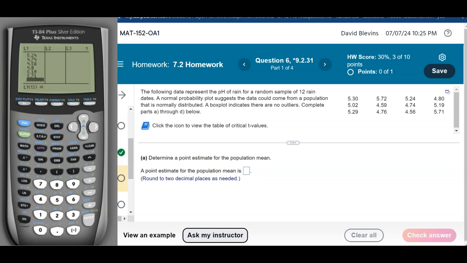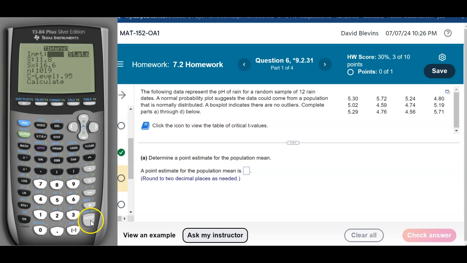So when it asks me to do a point estimate for the population mean, it's asking what's the mean of these 12 values. Even though I could technically use the one-var stats to get that, I'm going to have to do the confidence interval eventually. So instead I'm going to press stat, go over to test, and then come down here and do a t-interval. And I'm just going to tell it that I have data.